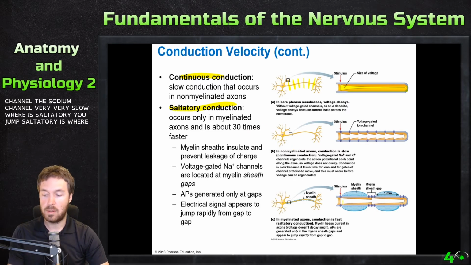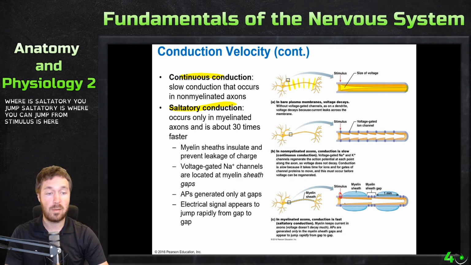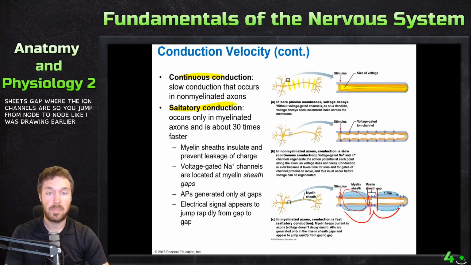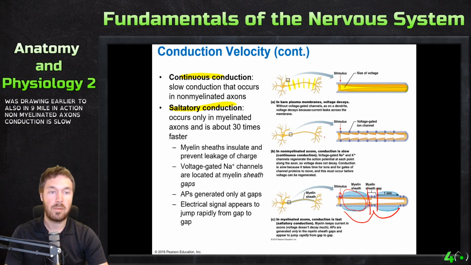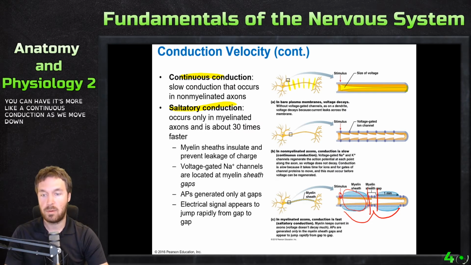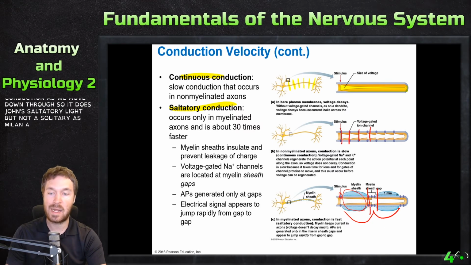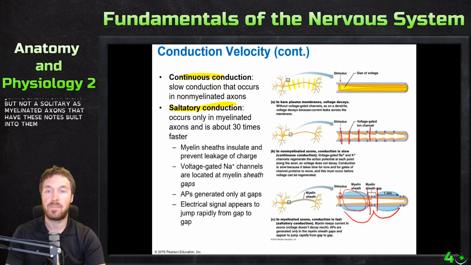Saltatory is where the stimulus is here and it immediately goes right to this next one. Since there are no ion channels in this sheath right here, it goes right to the sheath gap where the ion channels are. So you jump from node to node, like I was drawing earlier. Also, in non-myelinated axons, conduction is slow, more like continuous conduction as we move down. It does jump, it's saltatory-like, but not as saltatory as myelinated axons that have these nodes built into them.